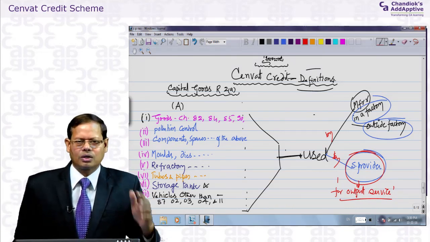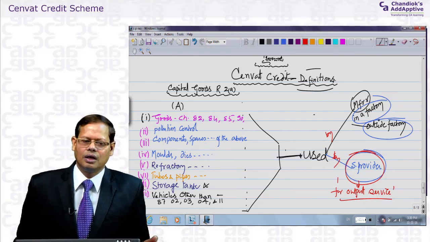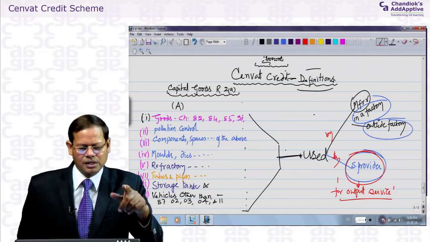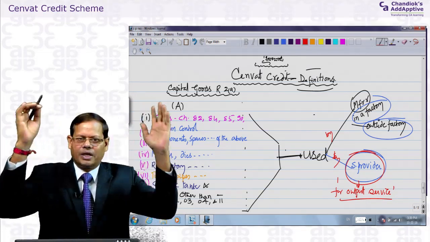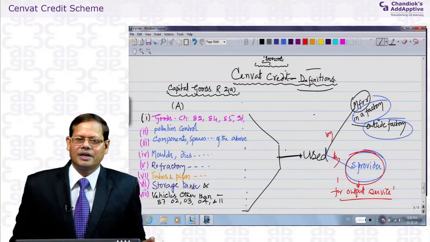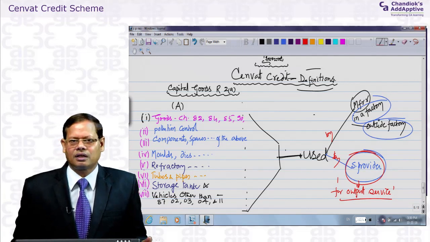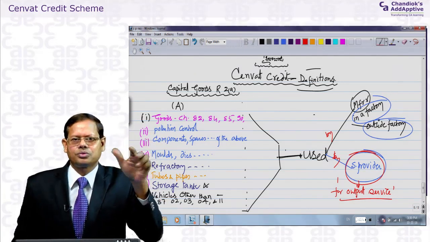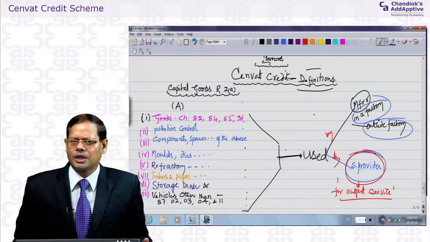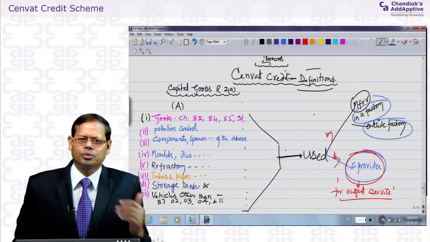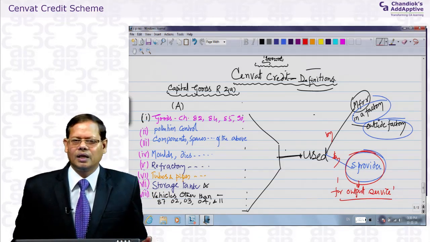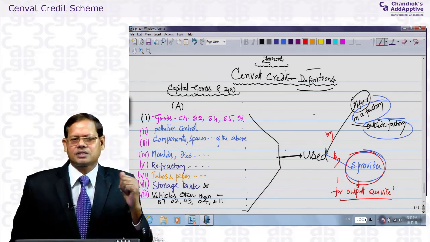AC is there, or a water cooler, air conditioner, air cooler is there. Are they producing anything? No. But still they are capital goods. Lighting system, equipment, proper lighting, lighting installation, electrical installations. All electrical installations used in the factory are capital goods. They are not producing anything. He is not using them directly to produce anything. They are just enabling the production. Proper lighting is necessary to produce. That's it.